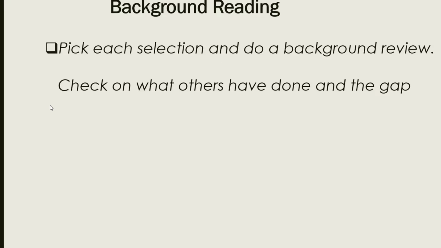Great. What is the next step? Background reading. You need to do a background reading, a background check of your topic. So, what am I supposed to do? One is to pick each of the selections. You've made up certain options, maybe three or four options. Pick each of the selections and then do a background review over that.